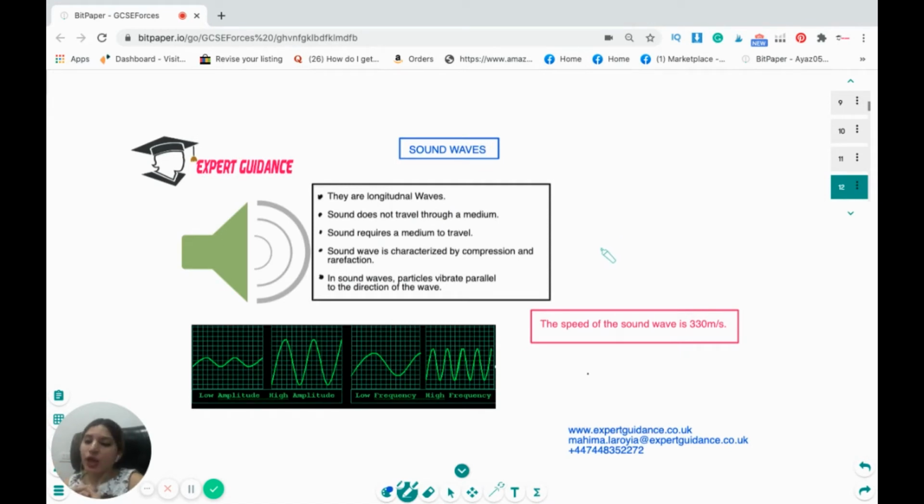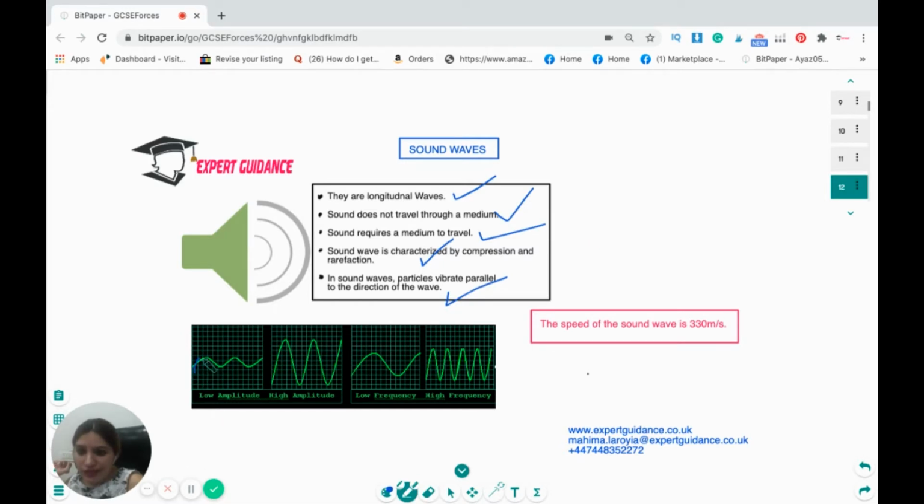Okay, so I hope the light waves is clear to you. Now let's move on to the sound waves. As we discussed in the first slide, the sound waves are longitudinal. The sound does not travel without a medium. It requires a medium to travel. Sound waves are characterized by compression and rarefaction. In sound waves, the particles vibrate parallel to the direction of the wave.